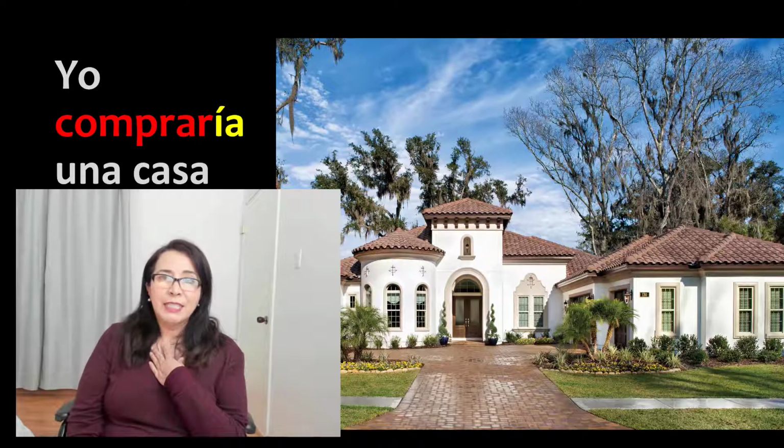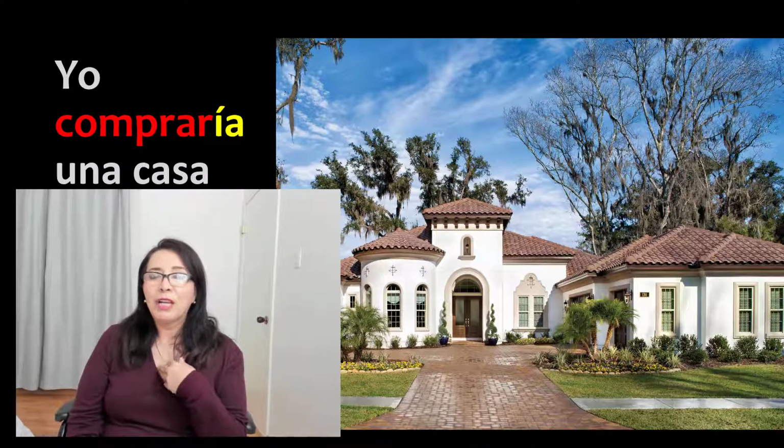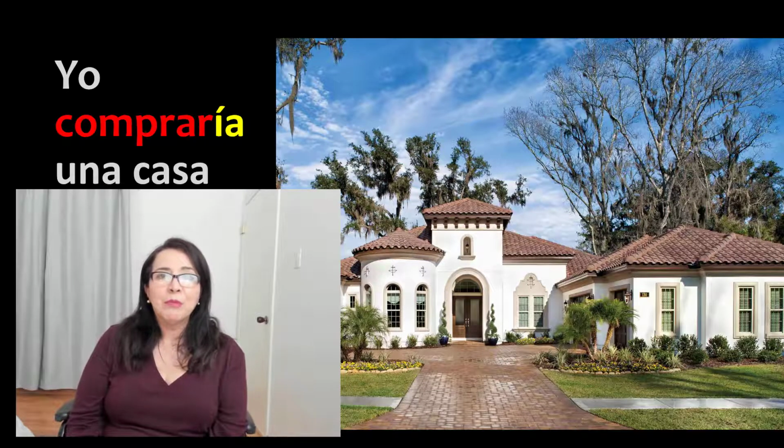Yo compraría una casa grande para mi familia, compraría muchas casas para mis primos, pagaría la escuela o la universidad para mis hijas y todos mis sobrinos, viajaría por todo el mundo, donaría el dinero para algunas organizaciones que me gustaría promover, y compraría mucha ropa y mucho maquillaje, unos buenos autos, y yo creo que eso sería todo lo que podría hacer.